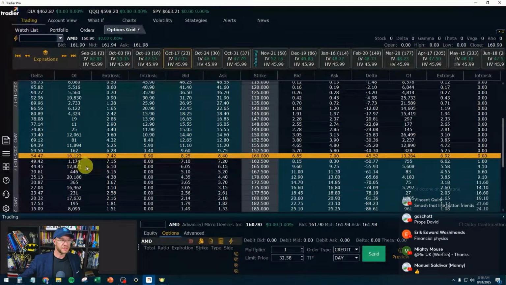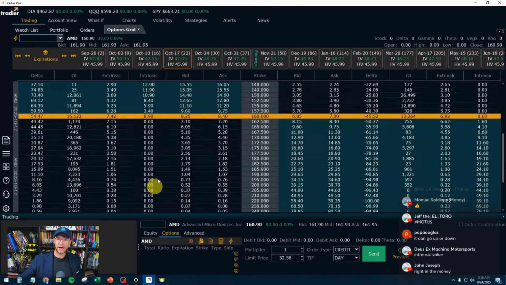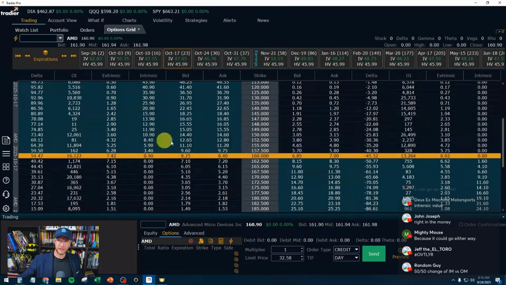Now let's discuss. At the money is the yellow line. In the money is where it's gaining intrinsic value. That's the difference between the strike price and the cost of the stock. That's where we're gaining intrinsic value. Out of the money means it has no intrinsic value. The strike price has not gone in the money yet.